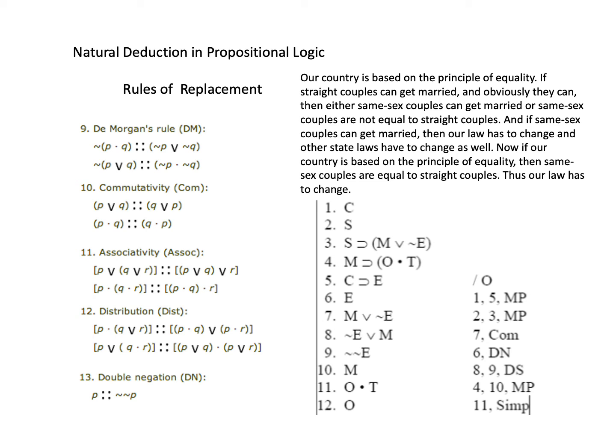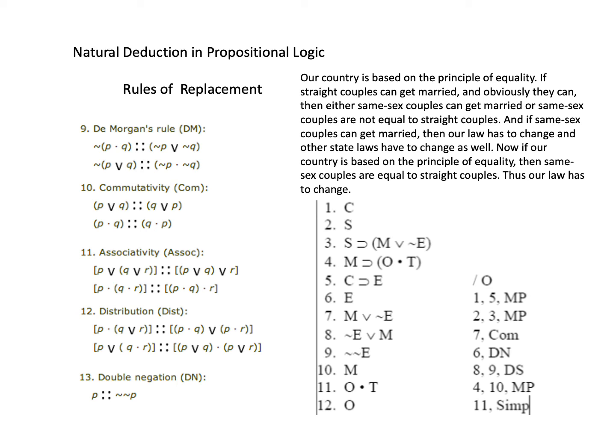Now again, we'll look to see where we can find O in the argument, and we can see it on line 4, and so we need to see if we can get O out of the 4th premise. So we'll start line 6 with modus ponens, as you can see here on lines 1 and 5, and that gives us E. We'll then use modus ponens on lines 2 and 3, and that gives us M wedge tilde E. We can now use our rule of replacement commutativity and switch M and E around. So now we have tilde E wedge M.